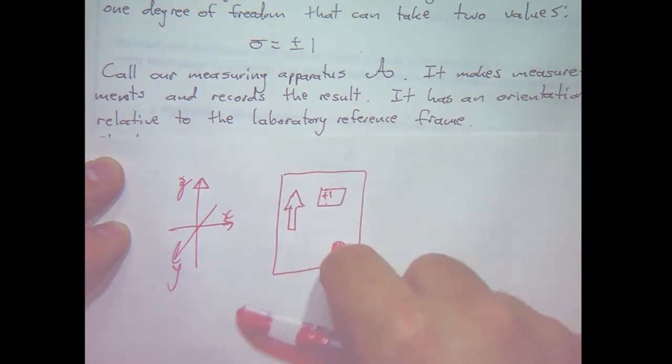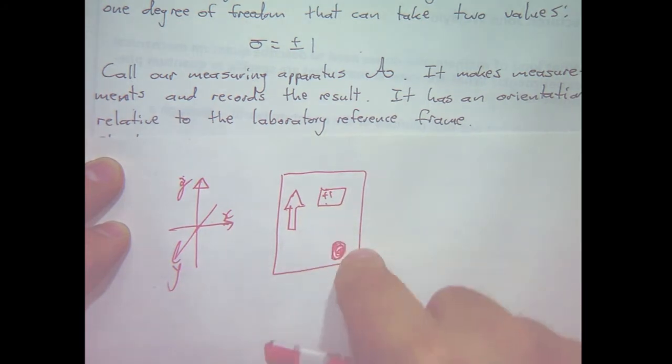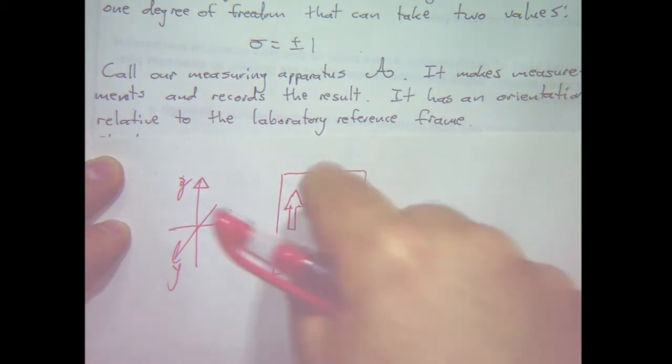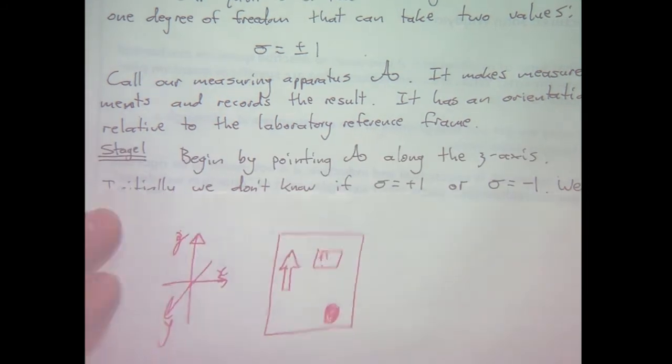We press the button, and there's a spin in there. There's a qubit in there. And we press the button and some reading comes out there. Okay, so it's extremely simple.